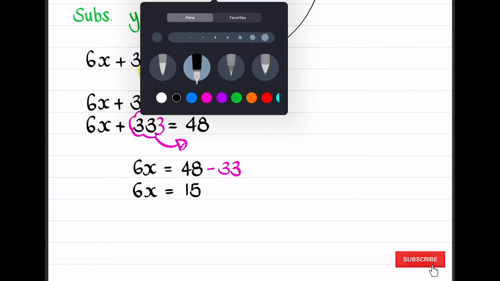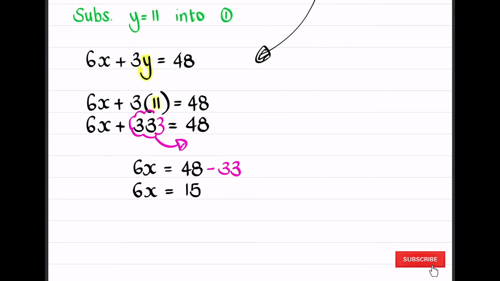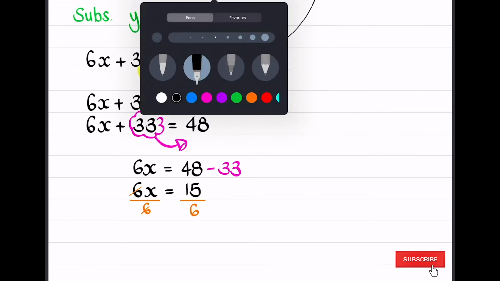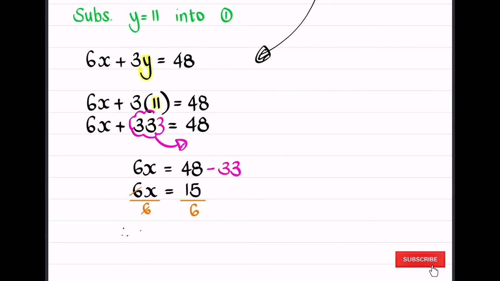I don't want 6x though. I want the x by itself, so that means I have to divide by the coefficient. I'm going to divide by 6 so that the 6's cancel. What I do to the one side, I'm going to do to the other side. 6x divided by 6 gives me x equal to 15 divided by 6.